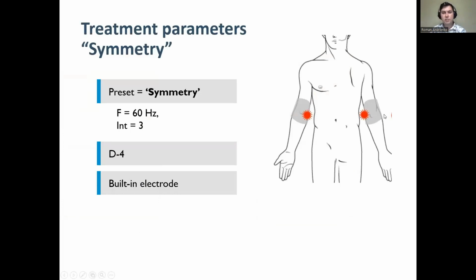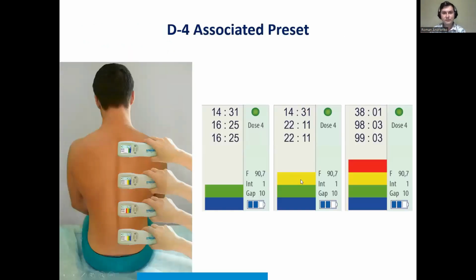Here is an example of treatment. 2 symmetrical joints. One is ill, one is symmetrical. How do we treat the symmetrical one? We set the symmetry, frequency 60 Hertz, intensity 3. We go around with D4, find the most problematic spot, stay there with the built-in electrode for approximately 20 to 30% of the time spent on the ill joint. This is it, nothing fancy. Again, this is what you will see in D4, just to remind you.